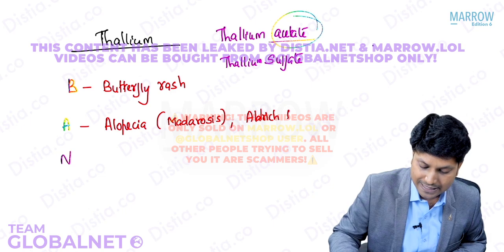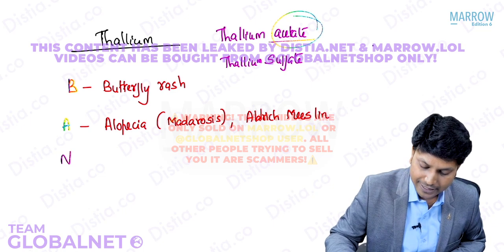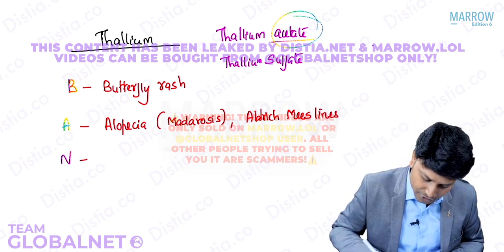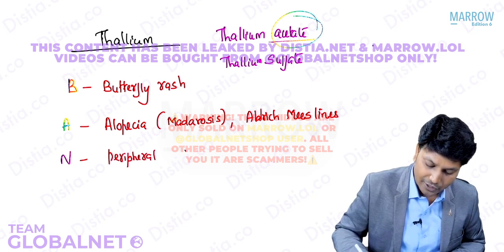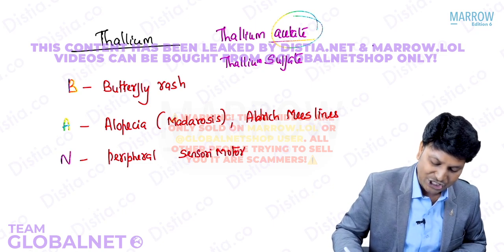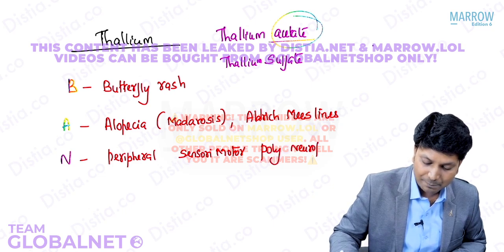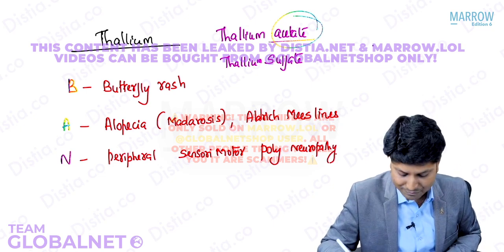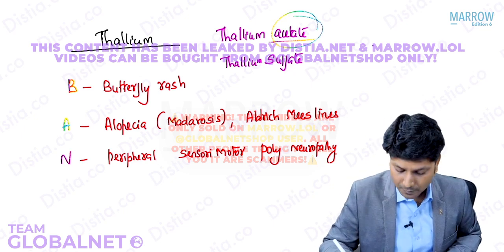I told you when we were discussing arsenic poisoning, it is not seen only with arsenic poisoning, it is also seen with thallium, the Ulrich-Mees line. And N for neuropathy, which is peripheral sensory motor polyneuropathy, and it also resembles GBS. So you can see BAN: butterfly rash, alopecia, Ulrich-Mees line, peripheral sensory motor polyneuropathy.